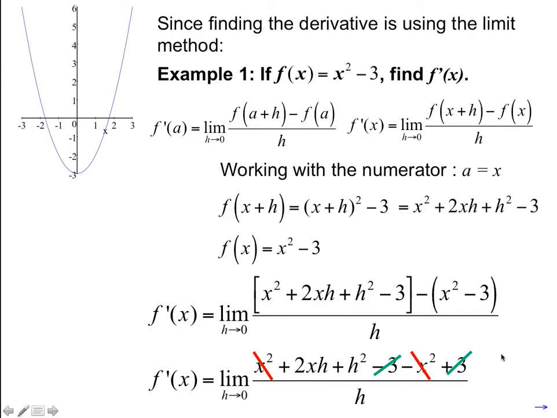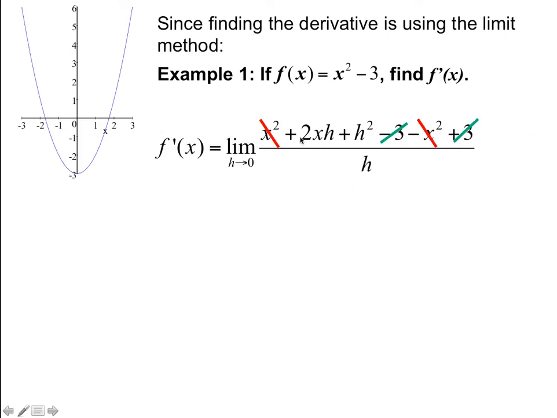So now we're left with this over this. Okay, so that's that same step from the last screen. So we're going to have everything that cancels go away. We're left with 2x plus h, there it is, and h squared, there it is.